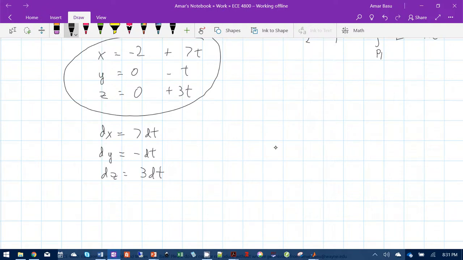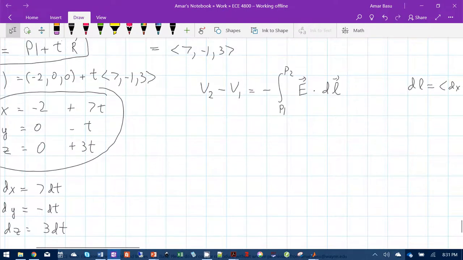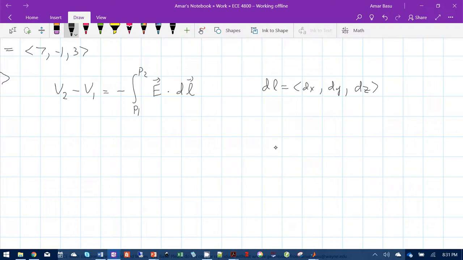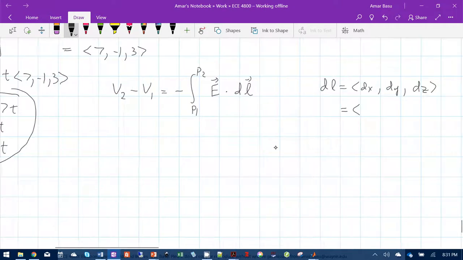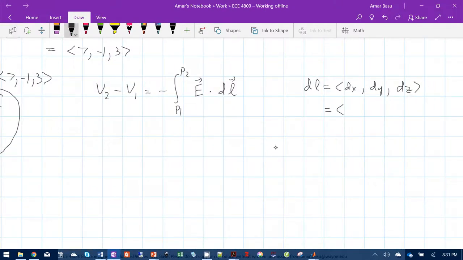So this now is very convenient because our dl, the whole thing, is now in terms of this variable t. 7 dt, negative dt, 3 dt. So everything is in terms of t now.